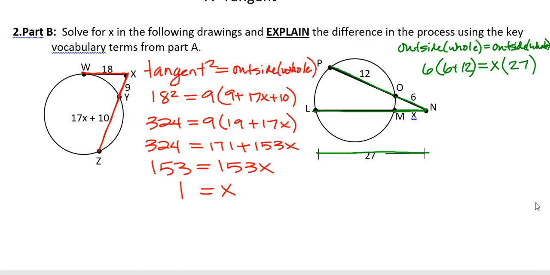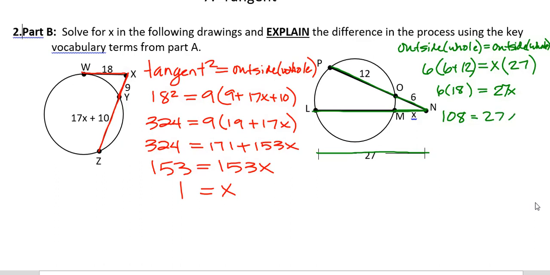So we're going to simplify this again. So this is going to be 6 times 18 is equal to 27x. So we're going to get 108 here is equal to 27x. Going to divide both sides by 27. So here x is equal to 4. Now I want to go ahead and go to this other page that I have and show you guys the explanation.